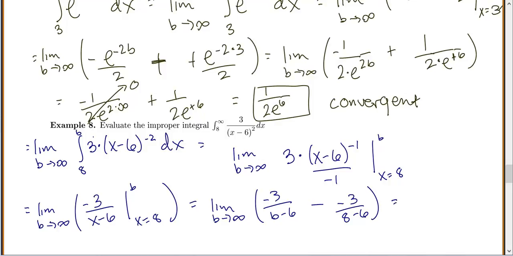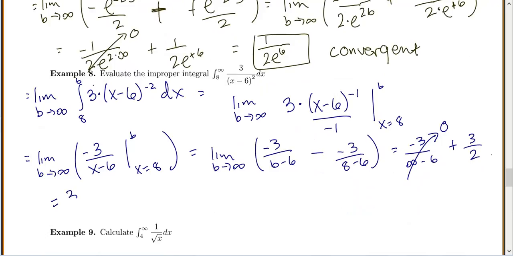Now we can plug in our b's going to infinity, so we're going to have negative 3 over infinity minus 6. Minus and minus, this is going to be plus 3 over 8 minus 6, which is 2. So notice right here, we have something, doesn't really matter what, divided by really, really big numbers. So anything divided by really, really big numbers goes to 0. So my final answer is that this is 3/2, and because I got a specific finite answer, we could say that integral is convergent.